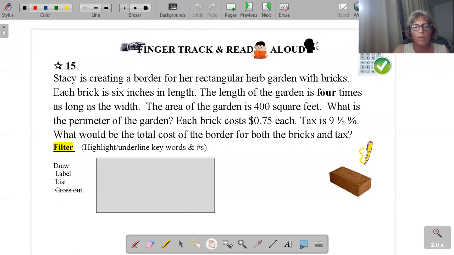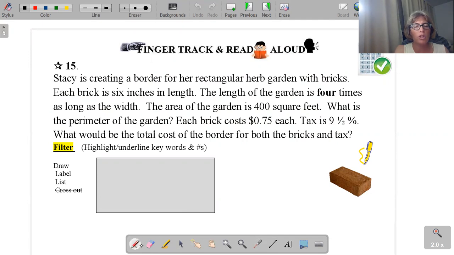With a problem like this, you want to read it out loud first. It says, Stacy is creating a border for her rectangular herb garden with bricks. Each brick is 6 inches in length. The length of the garden is 4 times as long as the width. The area of the garden is 400 square feet. What is the perimeter of the garden? Each brick costs 75 cents. Tax is 9.5%. What would be the total cost for the border, both the bricks and the tax?